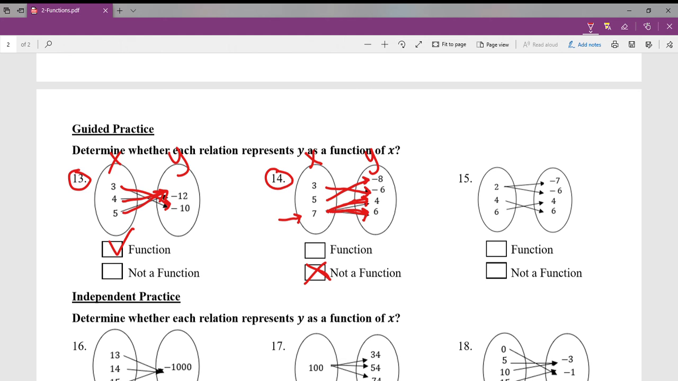Let's do one more mapping, because again, I do think these are a little bit more difficult. So when I go to 15, here's my x's, here's my y's. So my first x value here is 2. So it goes to -7, but then this 2 also goes to -6. So this x value of 2 is used twice. So if it's used twice, then no, it is not a function.